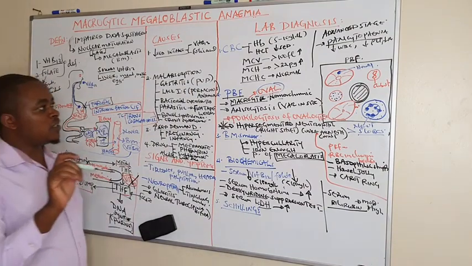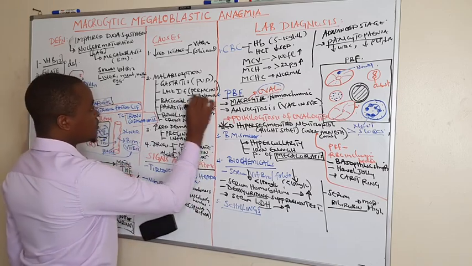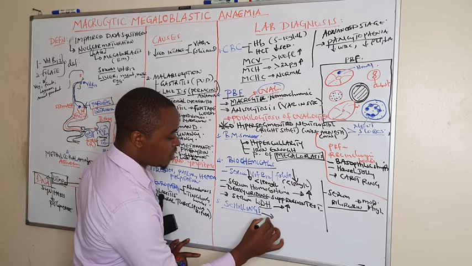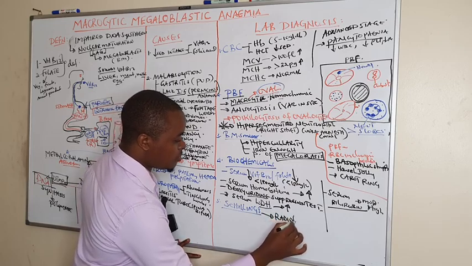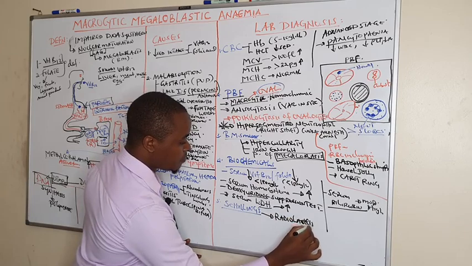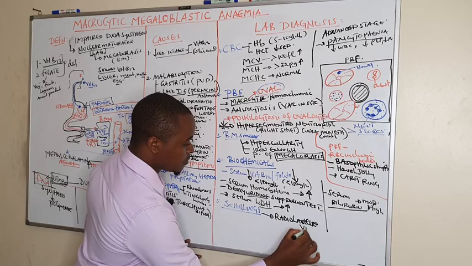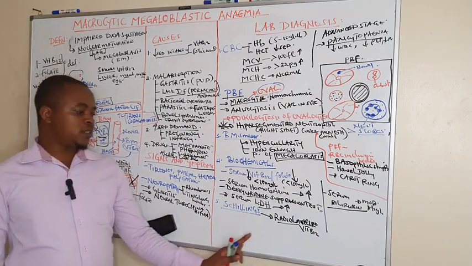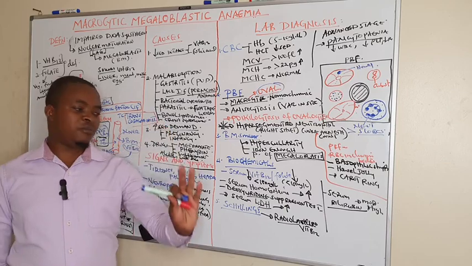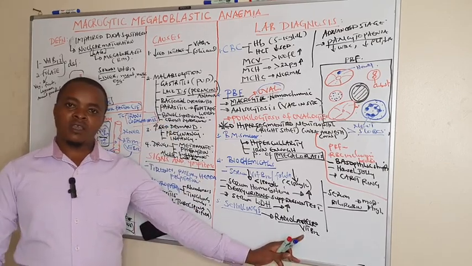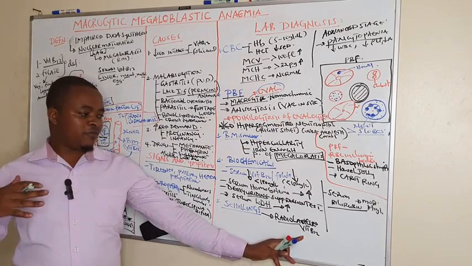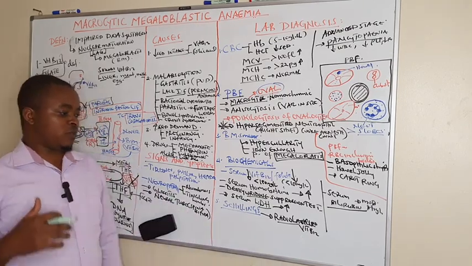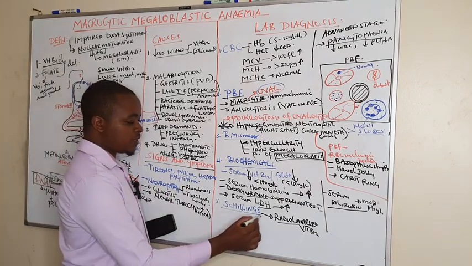Then if you are suspecting pernicious anemia to be the cause, due to lack of intrinsic factor, you can do Schilling's test, whereby you give radiolabeled vitamin B12. If you have given 10 milligrams of vitamin B12, after 2 hours you come and visualize how much of the radiolabeled vitamin B12 is absorbed into the bloodstream, and the saturation. That is what we call Schilling's test.